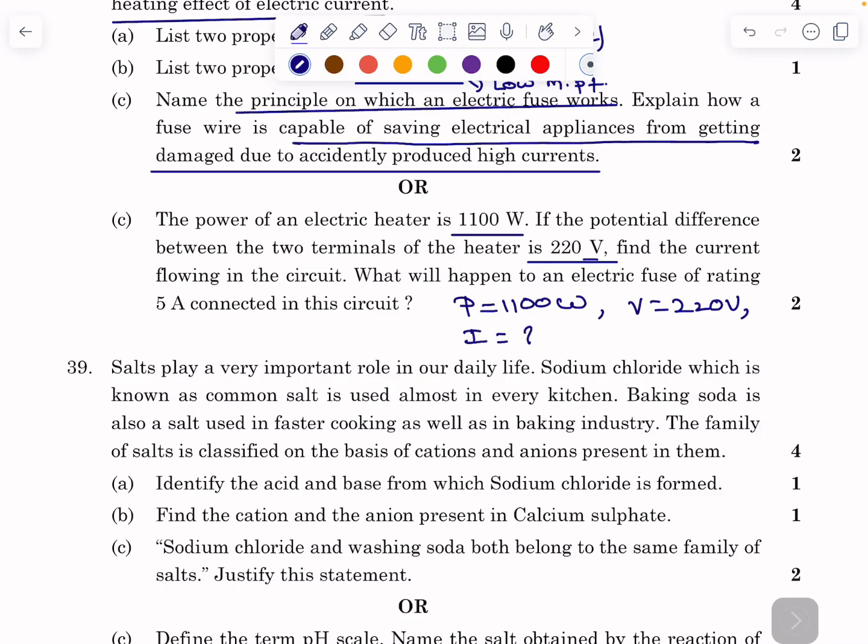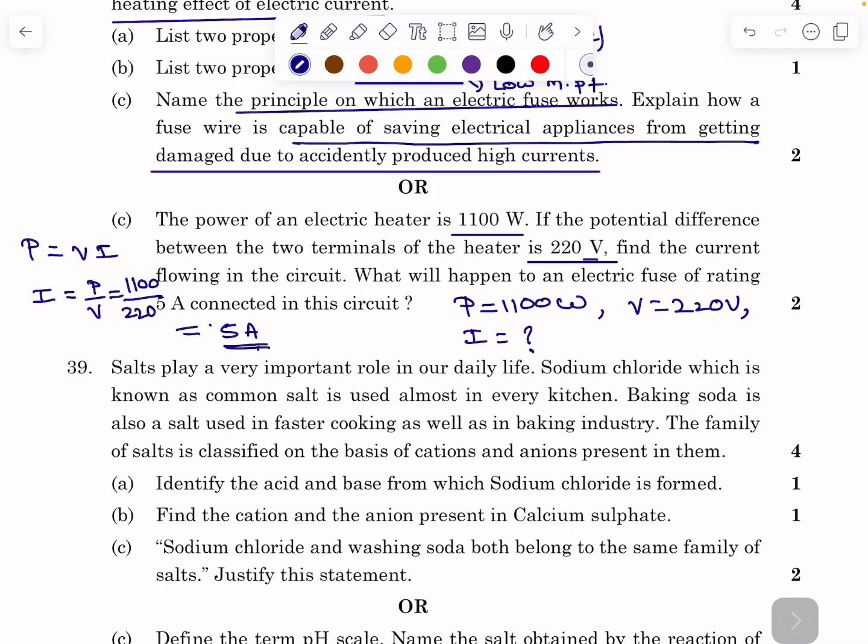So what is the relation? Which formula gives the relation between P, V and I? That is P equals VI, right? So use this formula. Then I equals P by V, where P is 1100 watts and V is 220 volts. So 1100 by 220, how much will you get here? That is 5 ampere.